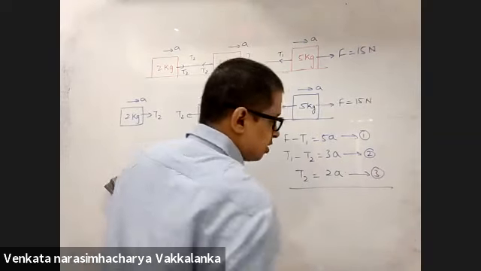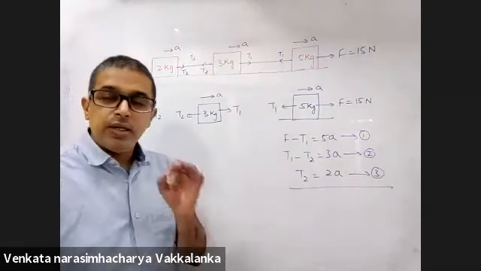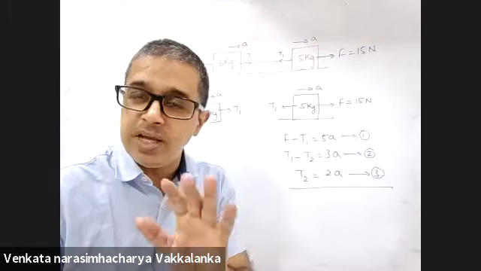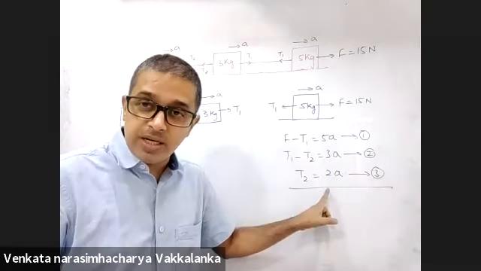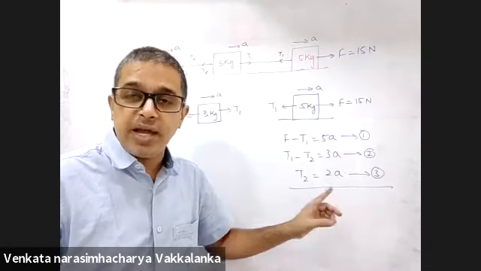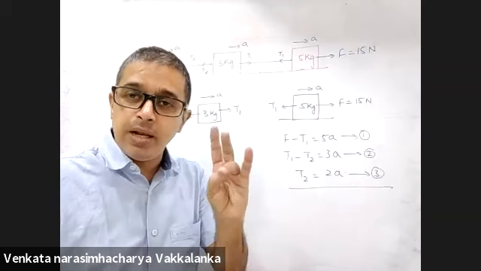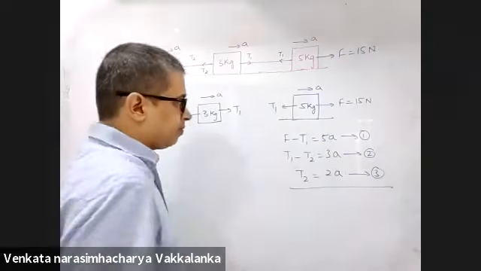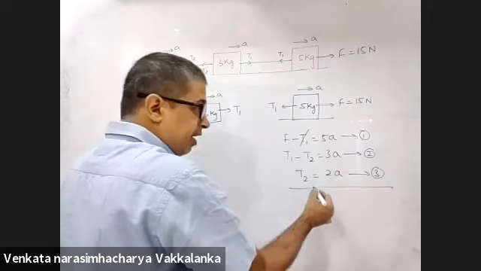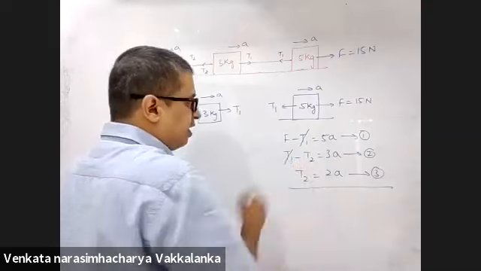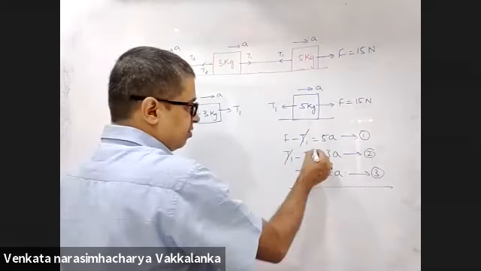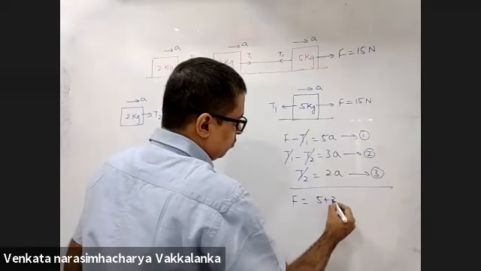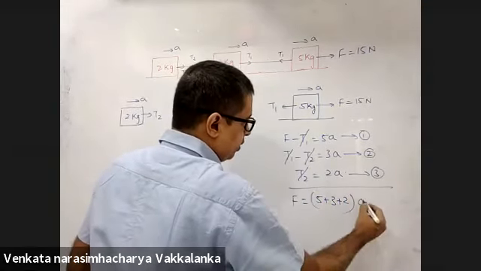Before you start solving the equations, remember to verify that the number of equations and number of variables are the same. I have 3 equations. How many variables do I have? Acceleration is one variable, T1 is one variable, T2 is one variable. I am adding all the 3 equations. T1 will get cancelled. T2 will get cancelled. F is equal to 5 plus 3 plus 2 into A.